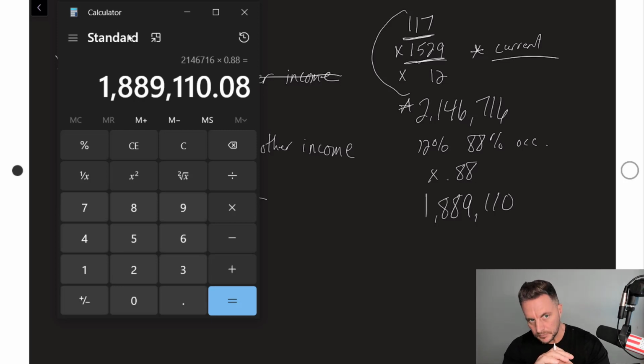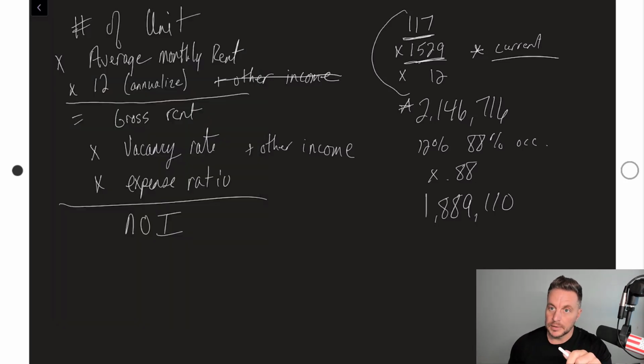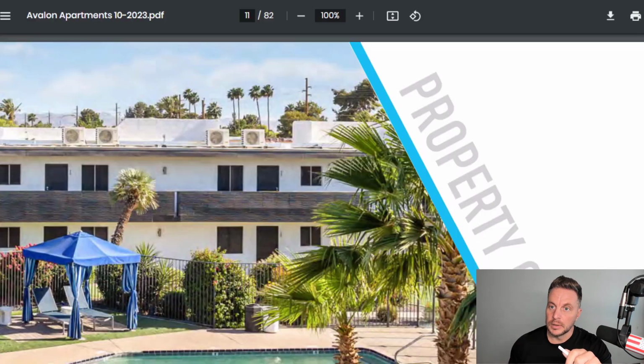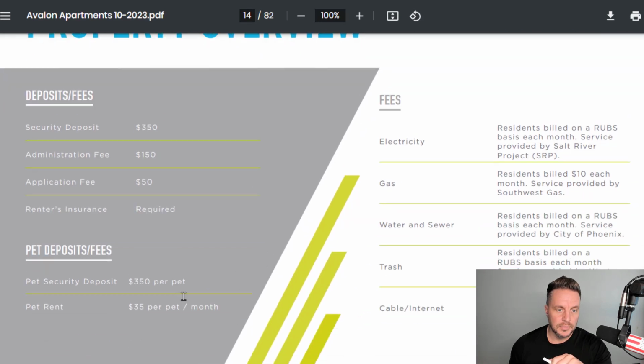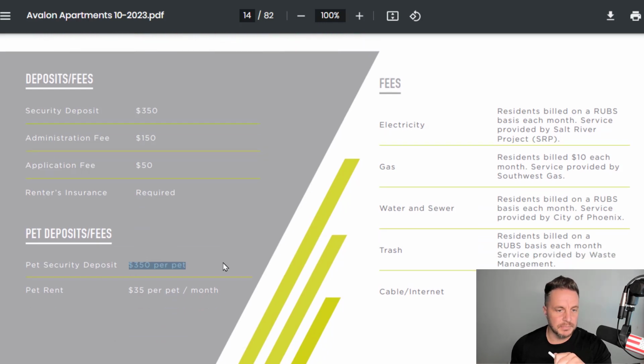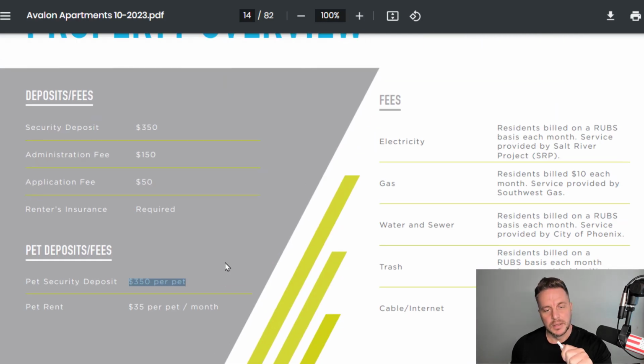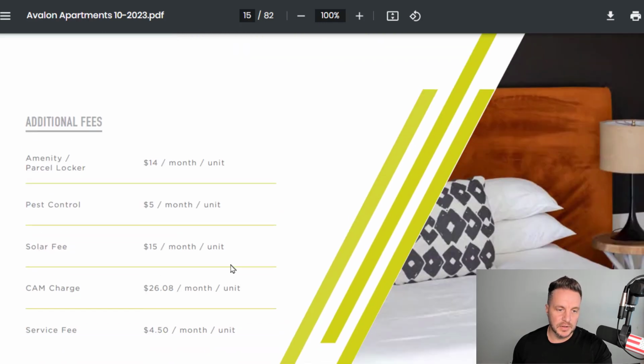Okay, so in bigger buildings, you have to pay a little bit more close attention to other income, because this building in particular has, I'll just show you over here, to give you an actual visual example. It has pet fees of $350. Plus they're counting RUBS, which is how they charge the tenants back for the electricity and things that they're paying for. So they're using that as other income.